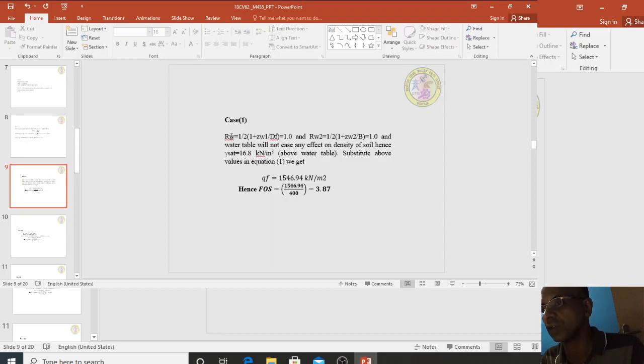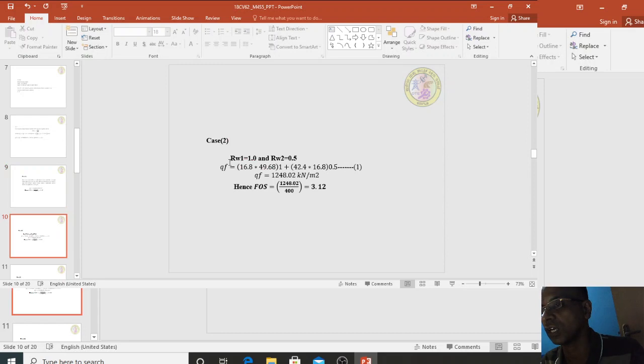Case 1. For case 1, Rw1 is half of 1 plus Zw1 divided by Df, that is 1. Rw2 is also 1 because it will not be affected by the water table. It is beyond the significant depth. So you have to consider gamma at 16.8 above the water table. Substitute in the equation, you will get 1546.94 kilonewton per meter square. So the factor of safety is 1546.94 divided by 400, it is 3.87.